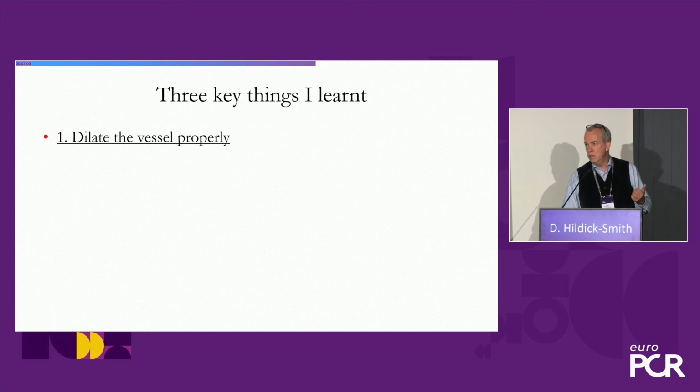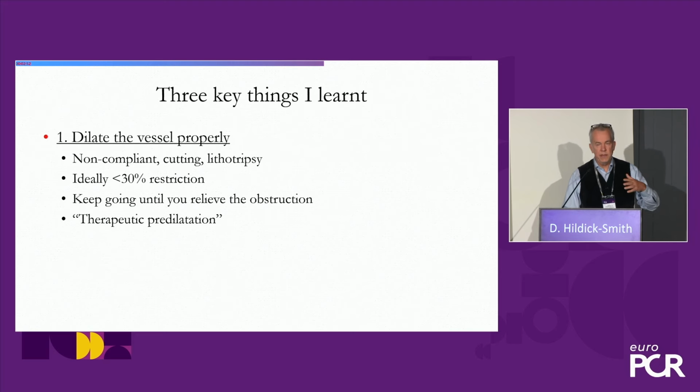So the first is you must dilate the vessel properly. So we're used with stents sometimes to just making a space so that we can deploy the stent. That's completely wrong for this technology. You need a therapeutic dilatation. You need to use non-compliant balloons, cutting balloons, lithotripsy, as much as you need to get proper dilatation of the vessel. There's no point leaving the vessel undilated and then placing a drug on it.